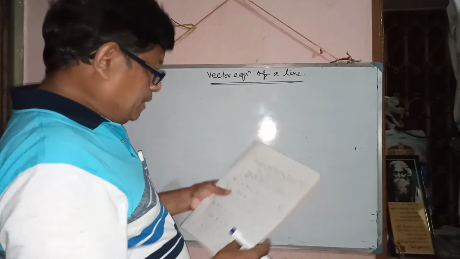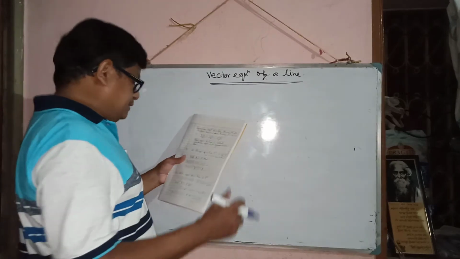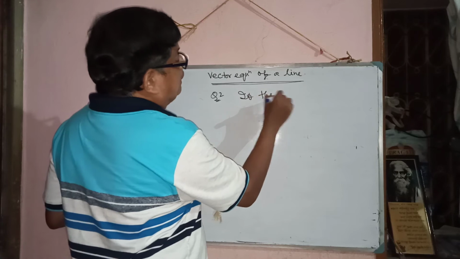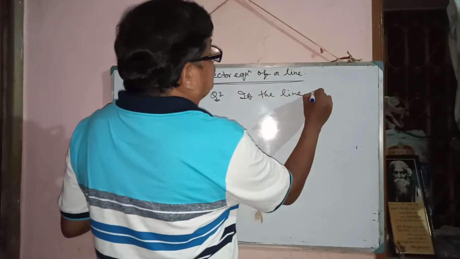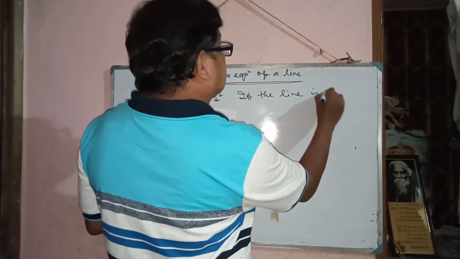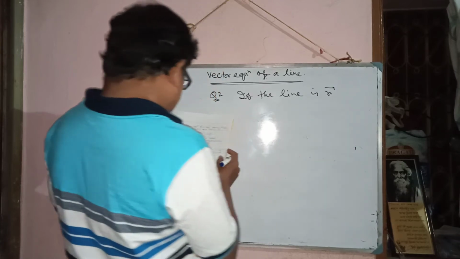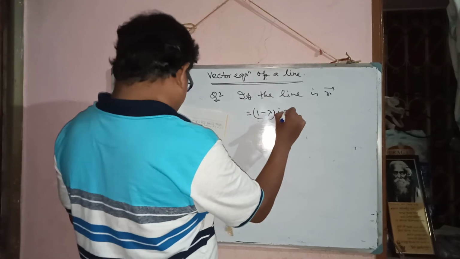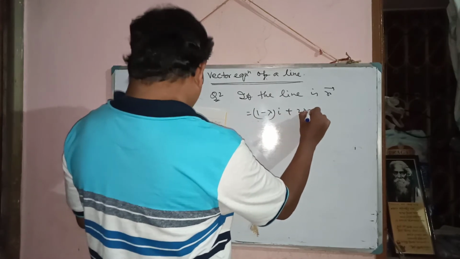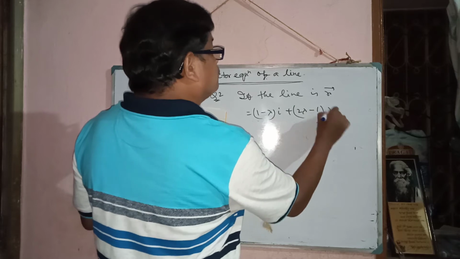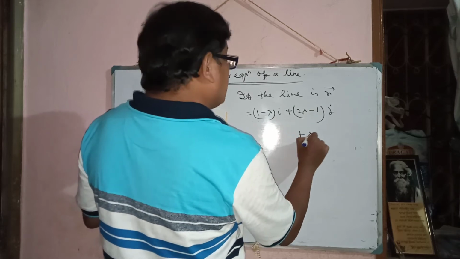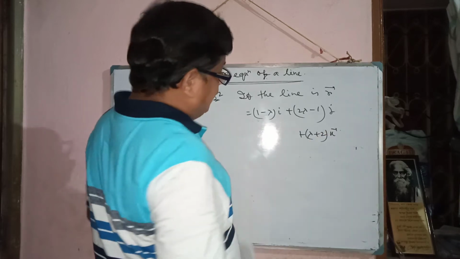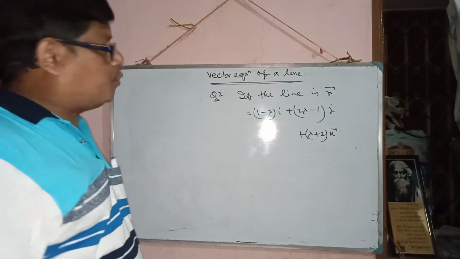If the equation of a line is given, question number 2: r = (1 − λ)i + (2λ − 1)j + λ(2)k vector. Find the direction ratio and the point.